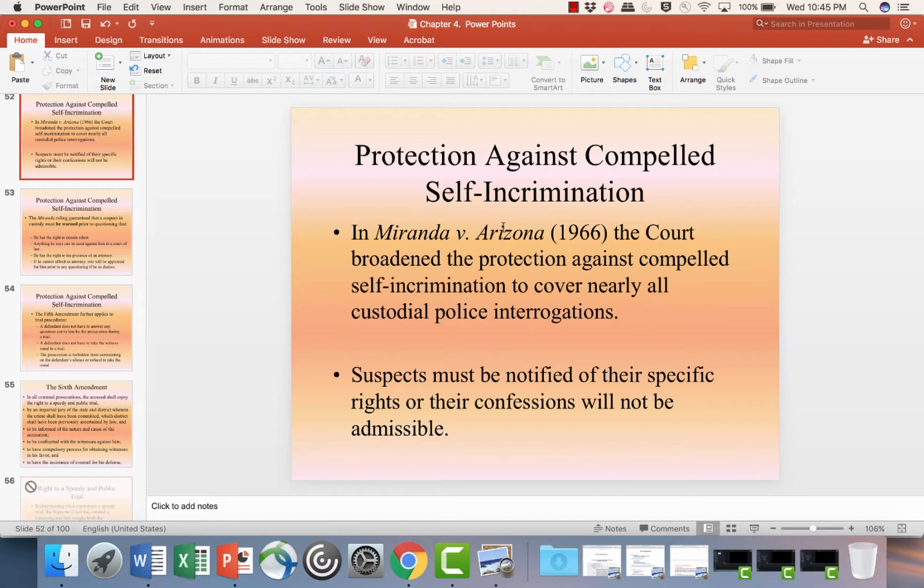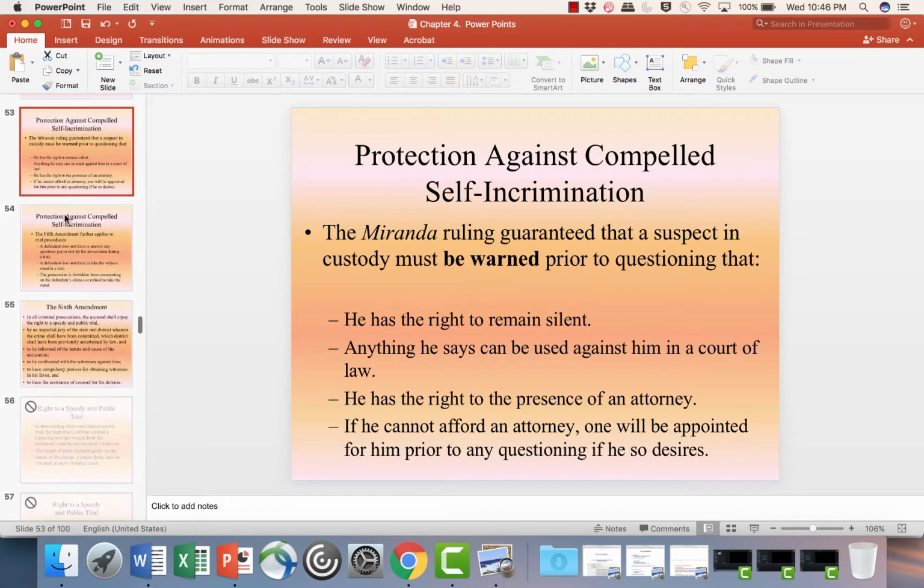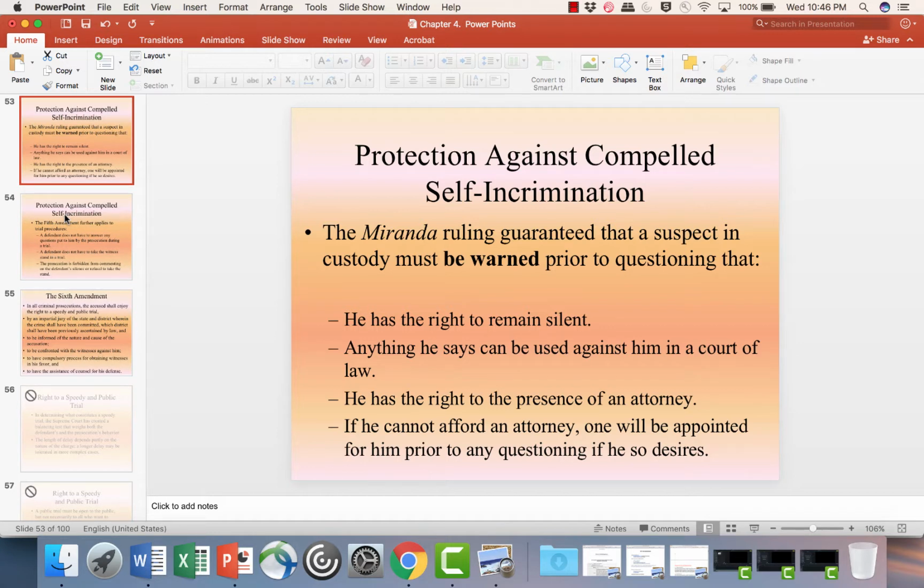And so Miranda versus Arizona in 1966 said that we need to specifically tell people, when they're, A, under arrest, and B, being taken in, that they have a protection in the Fifth Amendment for their ability to not have to say anything. It's called your Miranda rights, and people must be notified of their specific rights or confessions will not be admissible. So anytime that you are put under arrest, you need to, at a certain point, be Mirandized. And if you're not, then we can throw that evidence out.